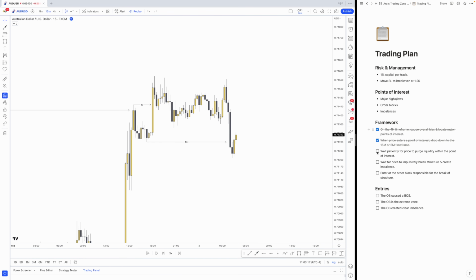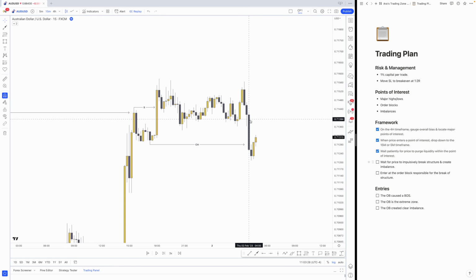Okay, so let's check some things off the list here. We waited patiently for price to purge liquidity within the point of interest. Now we wait for price to impulsively break structure and create imbalance. Do we have imbalance here? Yes, we do. In multiple areas, we have the extreme imbalance, which is up here. And we also have imbalance created down here.